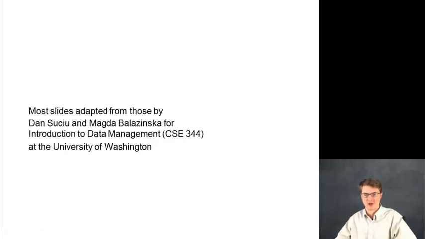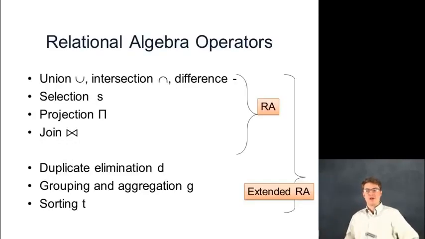I'll also mention that many of the slides in the next segment or two came from the Introduction to Data Management course developed by Dan Suciu and Magda Balazinska and taught here at the University of Washington. The relational algebra operators that we hinted at but maybe not listed out explicitly are these. They include the set operations that are lifted to support relations, and we'll see examples of that. And then the big three are selection, projection, and join. We'll talk about the meaning of those.